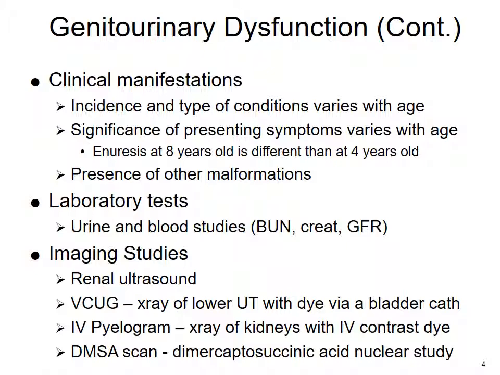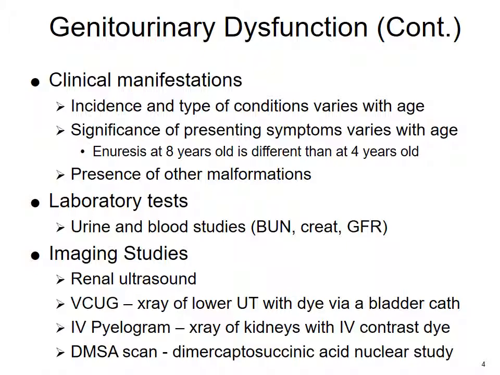So the incidence and type of symptoms varies with age, and sometimes symptoms are more significant at a certain age than others. For instance, a child who suddenly starts having significant bedwetting at 8 years old is a lot different than bedwetting in a 3 or 4 year old child who is just freshly potty trained. Sometimes this has to do with the presence of malformations that were not detected previously in a diapered child.